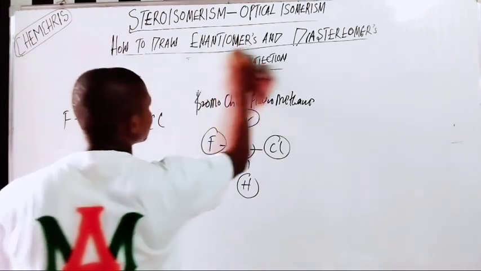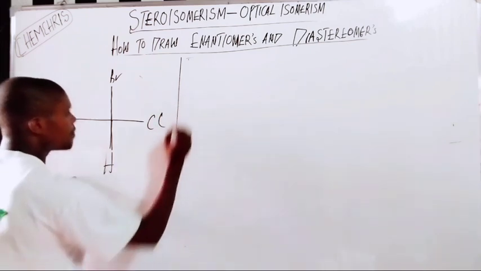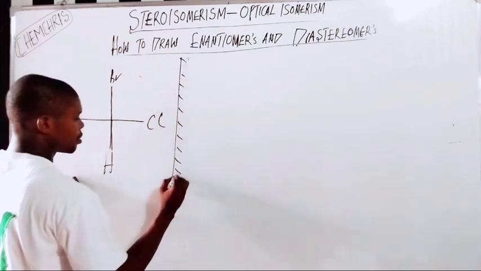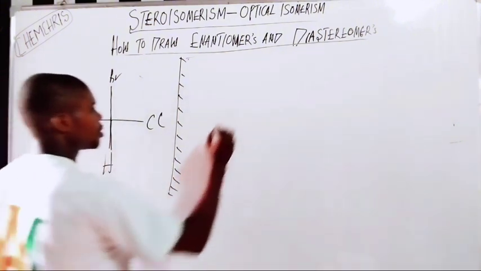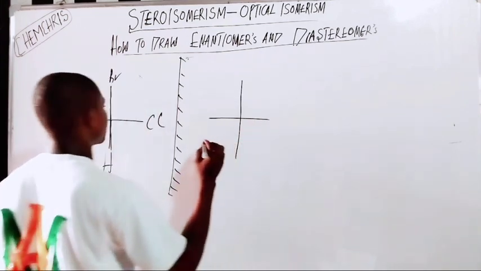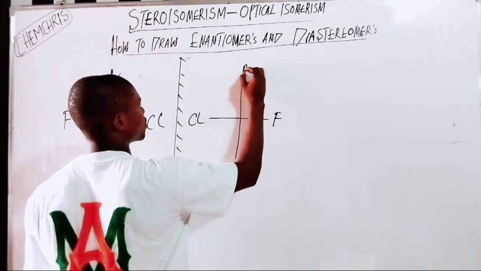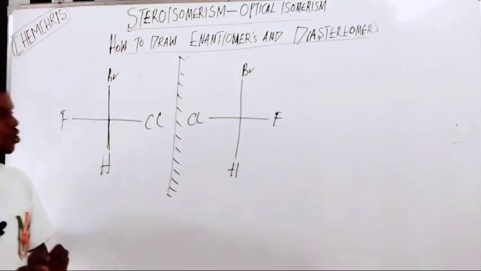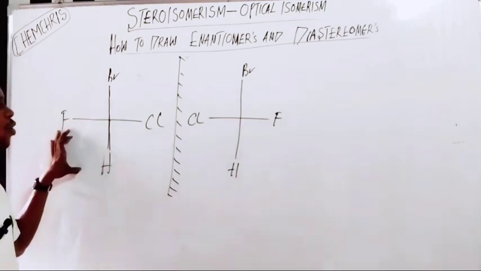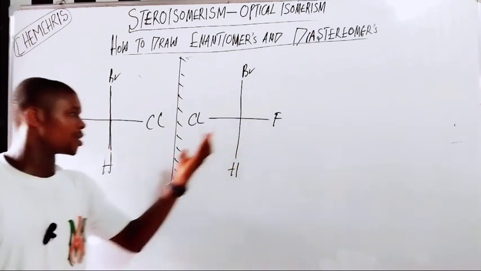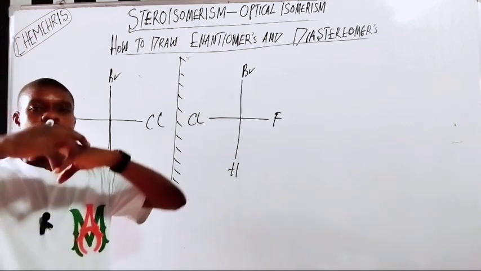Imagine you have a mirror. Now draw the mirror image of this molecule. If you draw the mirror image, you have Cl, H, F, and Br, with an arrow. Can you see that? So they are enantiomers. A chiral molecule and its non-superimposable mirror image are called enantiomers. These two are not the same because they have different configurations.